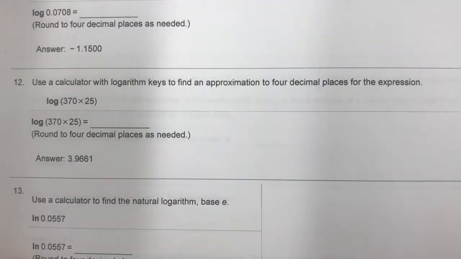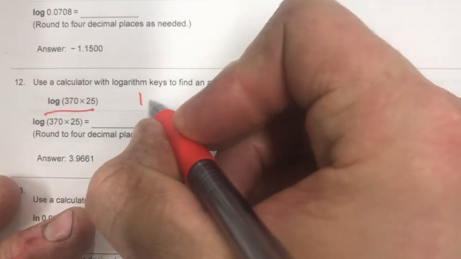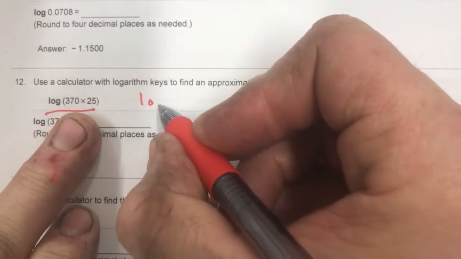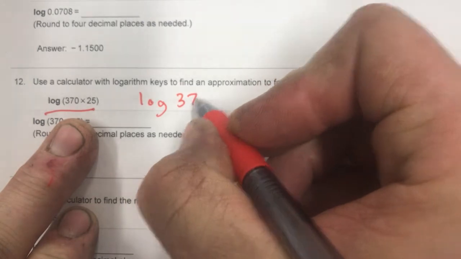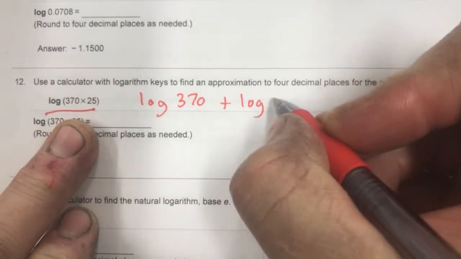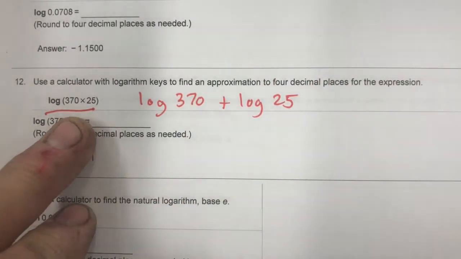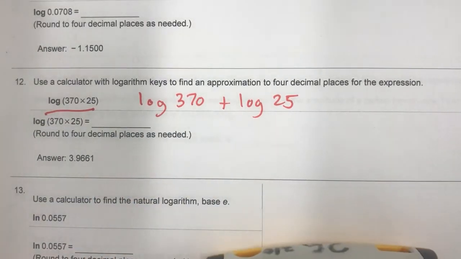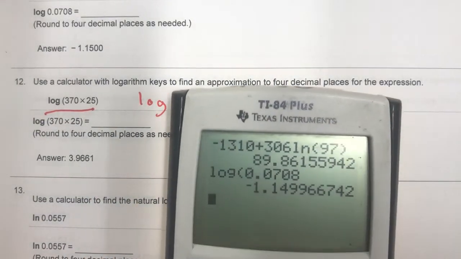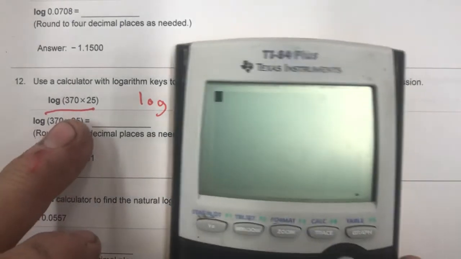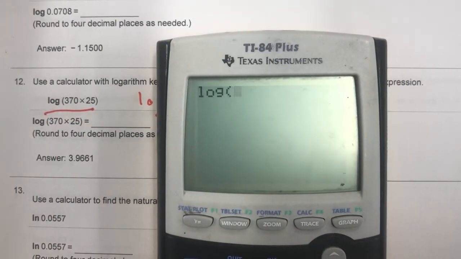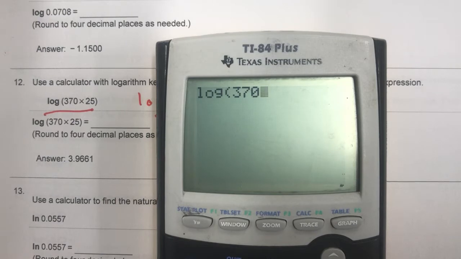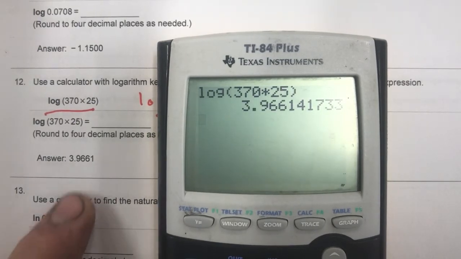Okay. Log of this right here, we're going to type in. Now here's what I'm going to do. I'm going to type it in 2 ways. Since I got a product here, I can do log of 370 plus log of 25. Since it's a product, I can split it up into 2 logs like that. That was one of our properties. All right, so I'm going to type it in this way. Log 370 times 25. And I get this right here, 3.966, which is right.